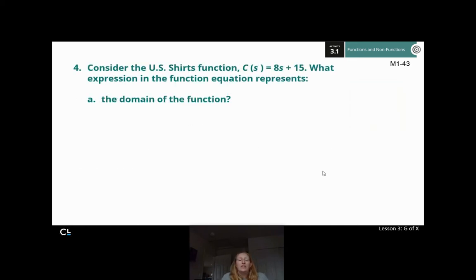So considering our lovely little function here, C of S equals 8S plus 15, I would like you to answer two questions for me on number 4. What expression in the function equation represents A, the domain of the function, and B, the range of the function? Remember we said domain was input, and range was output. So with that in mind, go ahead and answer parts A and B on question number 4. Hit pause to do that and hit play when you're ready to check your work.